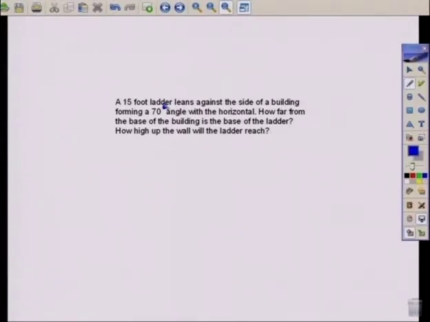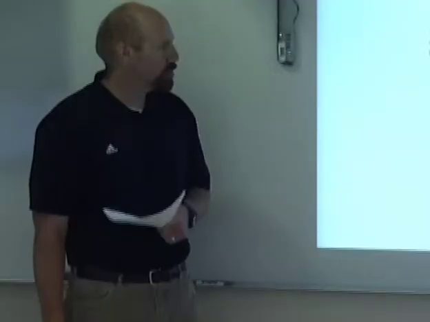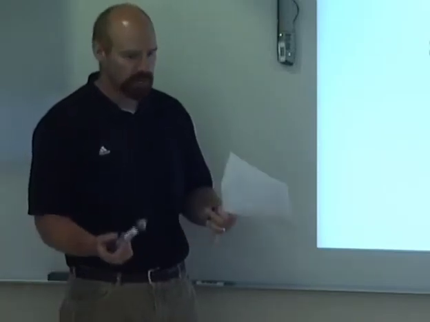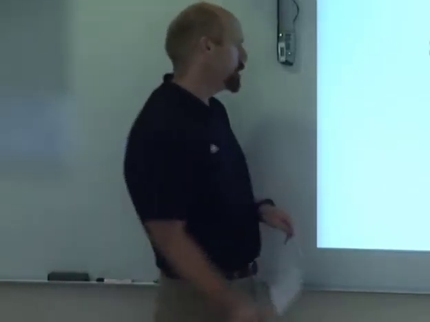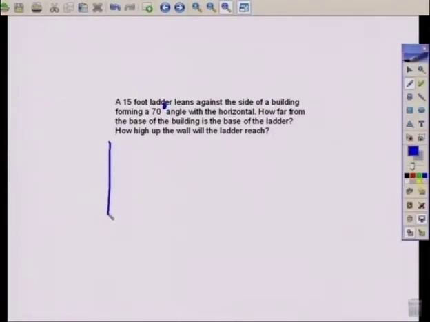Again, students in my class, first thing I'm looking for is a picture. Could you do this one without a picture? Probably, but you're less likely to make a mistake if you can visualize what's going on here. So we'll start by drawing a building, and we'll lean a ladder up against that building. So the horizontal in this case is the ground. We've got a ladder, and we've got a building.